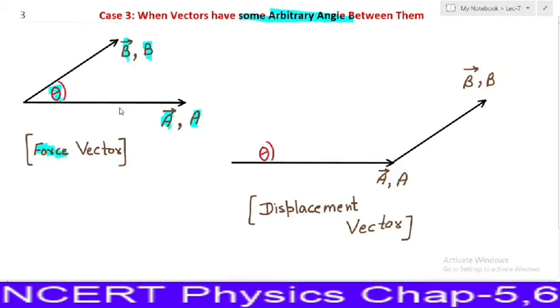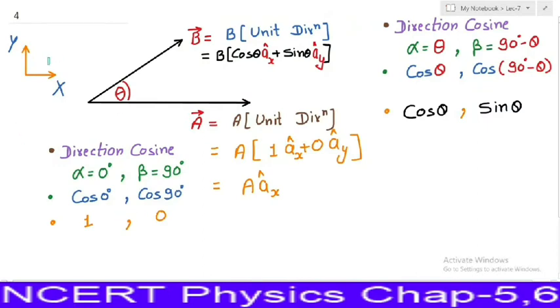Now if we consider this coordinate system, meaning this is the x-axis and this is the y-axis, then vector A can be written as its magnitude A into the unit direction of this vector. And how to find the unit direction of this vector? Just find the direction cosines of this vector. How to find direction cosines? Just look at the angles which this vector is making with the positive x-axis and positive y-axis. For this vector, the angle with the positive x-axis is 0 degree because this vector is parallel to the x-axis. So alpha is equal to 0, and the angle of this vector with the positive y-axis is 90 degree. So beta is equal to 90 degree.